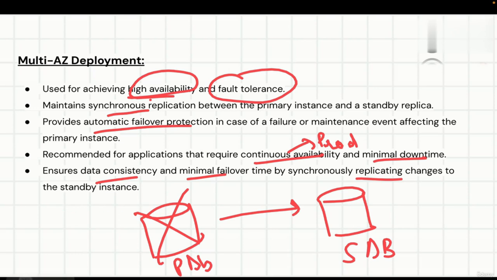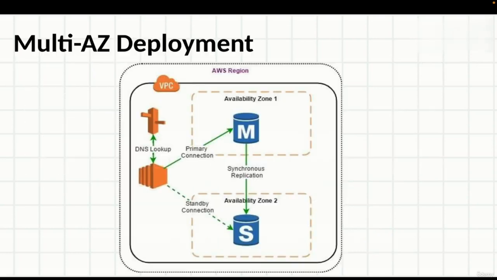Everything is going to be replicated synchronously, rather than asynchronously as with read replicas. Moreover, in the multi-AZ deployment, as you can see, the primary is going to synchronously do the replication to the standby. If the primary fails, this connection is going to move out and the standby is going to become your main connection. This is the utilization of multi-AZ deployment.